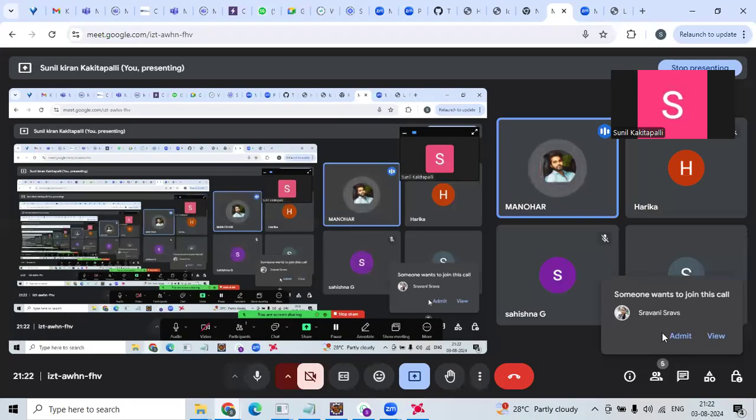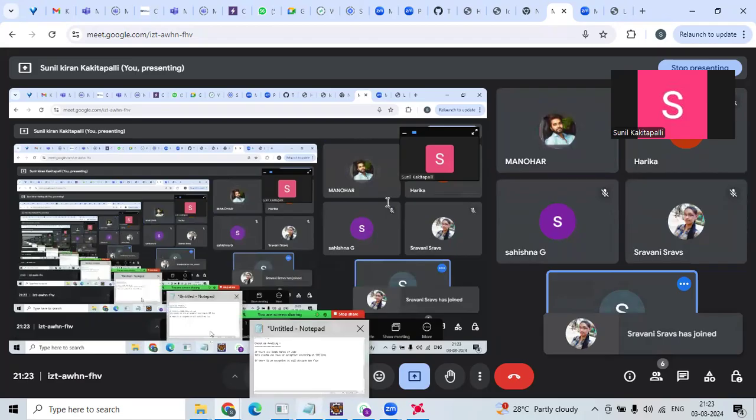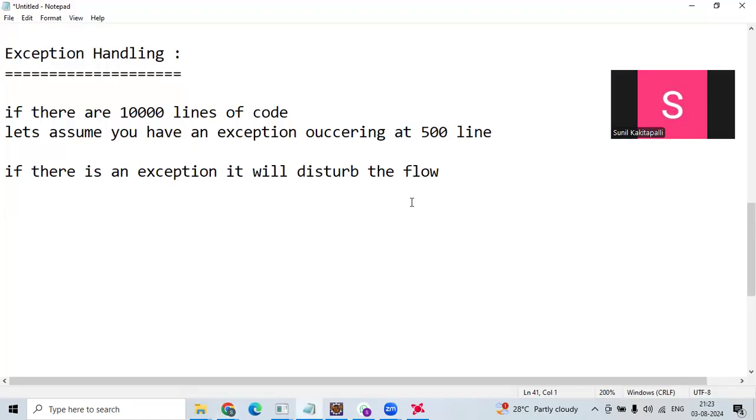Runtime exception and compile time. Yeah, checked and unchecked exceptions. Hi, Shravani. Hi, Sunil. Yeah, so basically yesterday's class I told about the introduction part of exception handling.